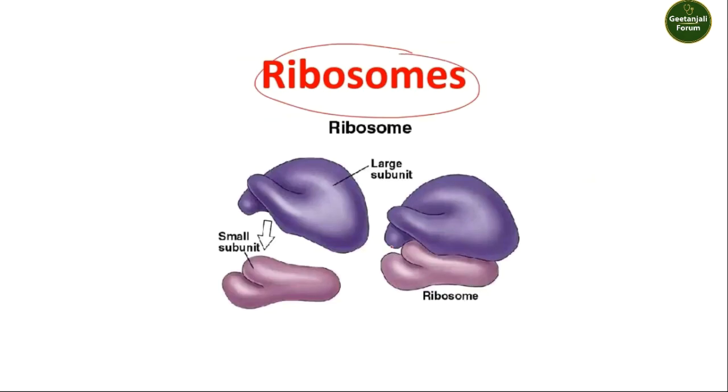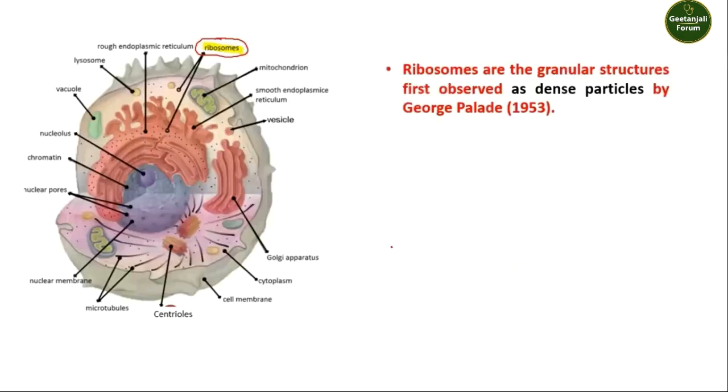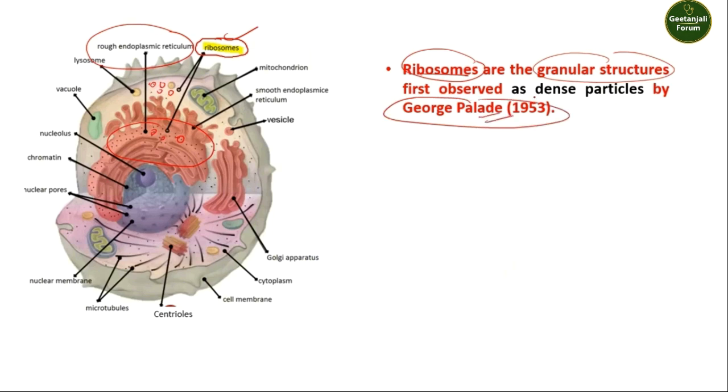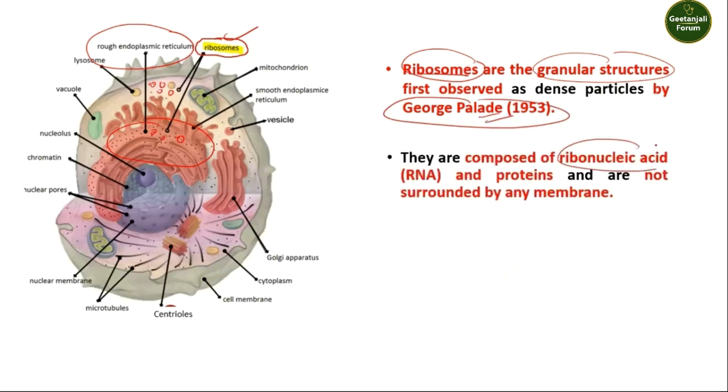Now next is ribosome. So let's study about ribosomes. Ribosomes are present on endoplasmic reticulum. This is rough endoplasmic reticulum. On its surface, ribosomes are attached, and some ribosomes are freely available in cytoplasm. Ribosomes are granular structures, which were first observed by George Palade in 1953. Ribosomes are composed of ribonucleic acid, RNA, and protein, and they don't contain any membrane.